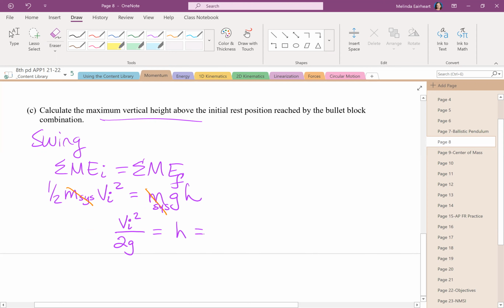Now, which VI? You got to plug in the right number. What VI are we going to do here? It's the 1.5. It's initial to the swing. It's the final of the collision. And so 1.5 squared divided by 20. I think it's like 0.11.